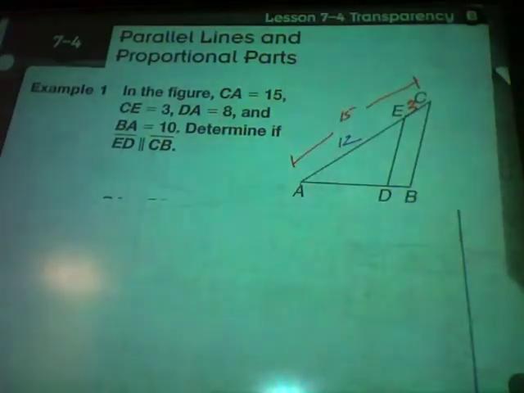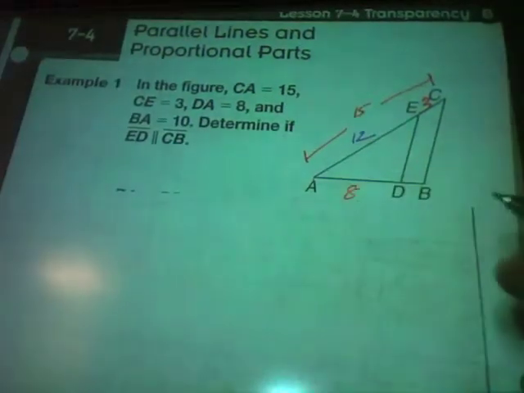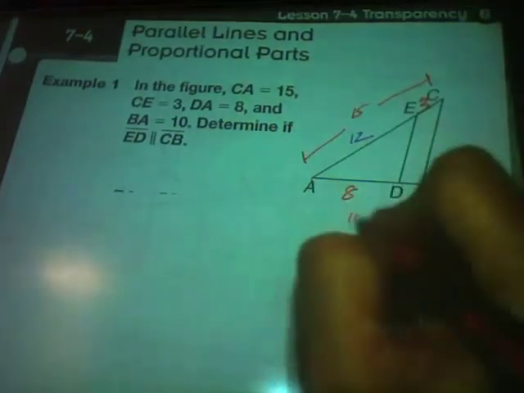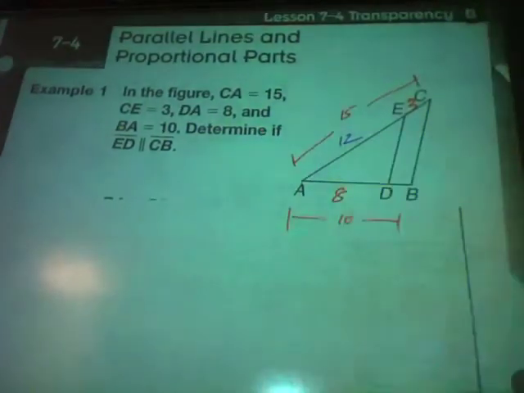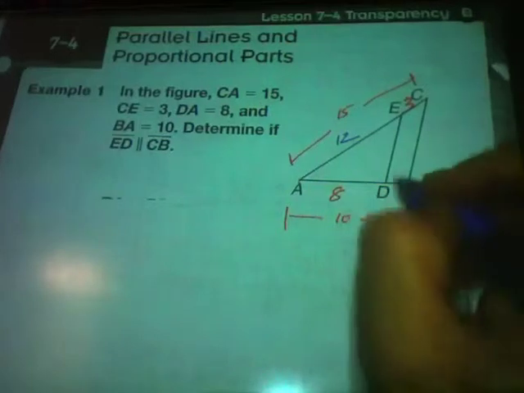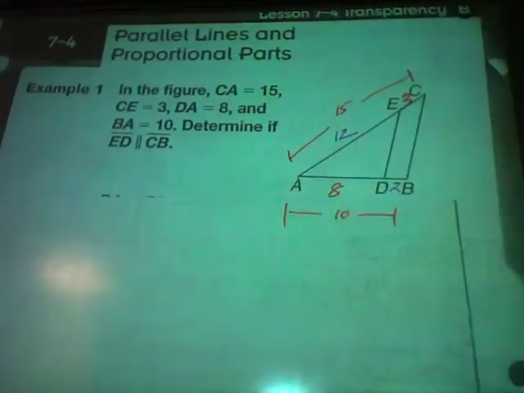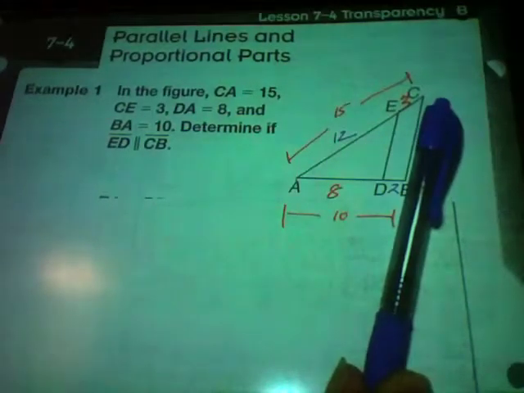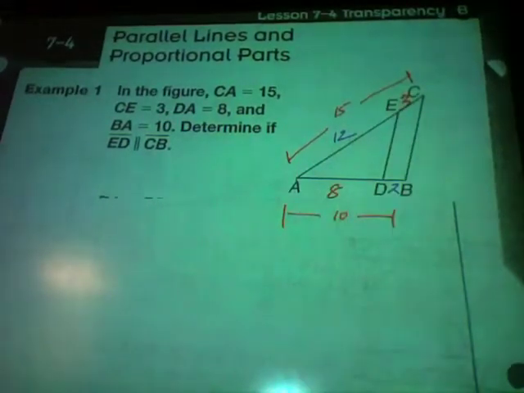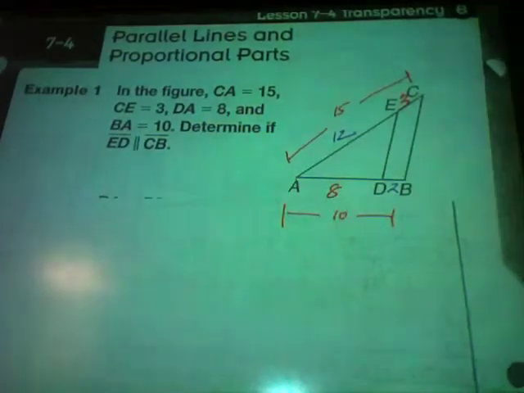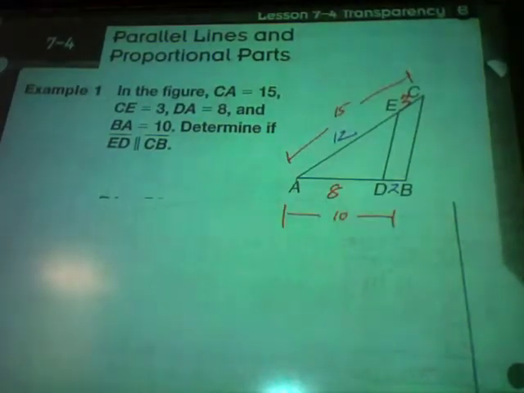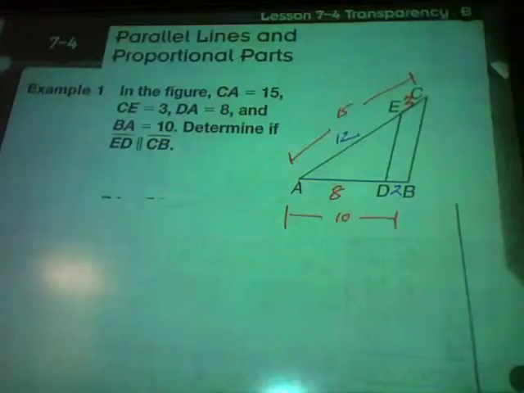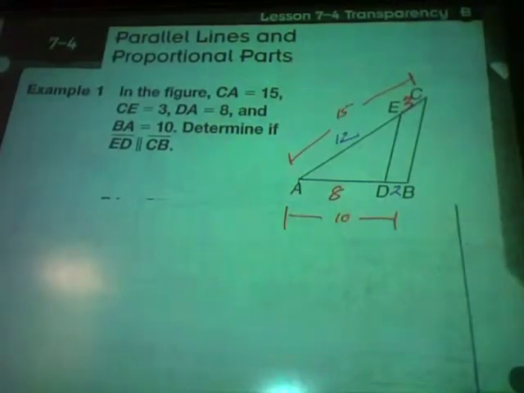And then DA is 8. And BA is 10. From here to here. So what else do I know? DB is 2, right? Your job is to determine if ED is parallel to CB. If these are parallel, what do you know about these pieces here? What are they going to be to each other? Proportional. Okay? So you can set up whatever proportion you like.